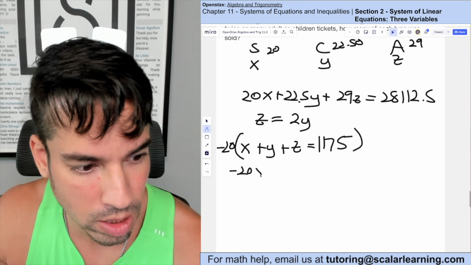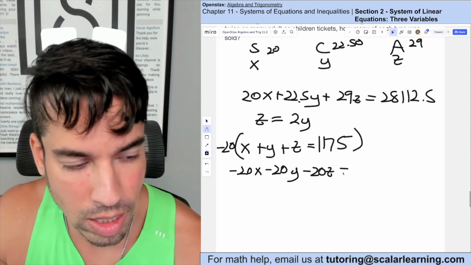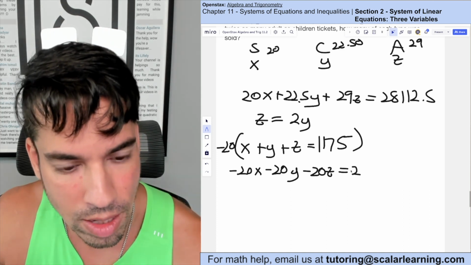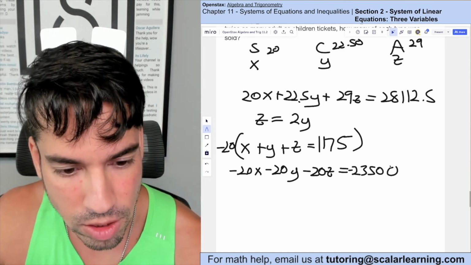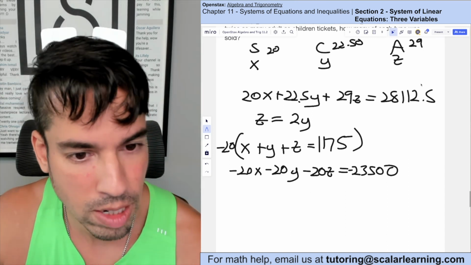So then I get -20x minus 20y minus 20z is equal to, I can do this mentally, if we double it, it's 22, 23, 50, negative. But then we have to add on a 0, right, because we're multiplying by 20. So I doubled it and added a 0. And then we keep this one as is.